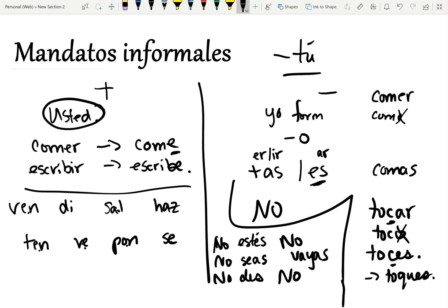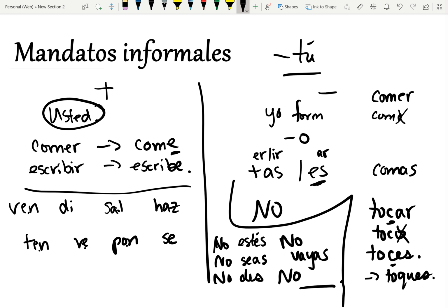What is the other one? Wow, guys, I'm sorry. I'm blanking out on what the last exception is. There are five big ones. Estés, seas, des, vayas. I apologize for that. I can't remember it at the moment.